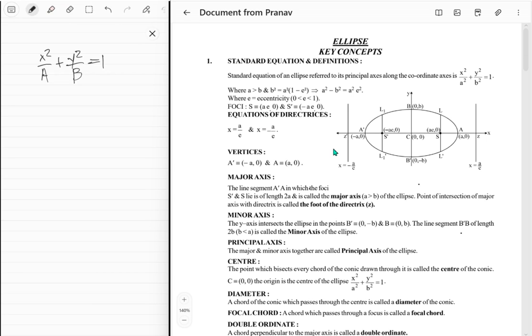In fact, if I write it in this form, then the eccentricity equation is not separate for ellipse and hyperbola, it's the same thing. Just capital B upon capital A equal to 1 minus e squared. So from that you can always find the eccentricity. So that's nice.